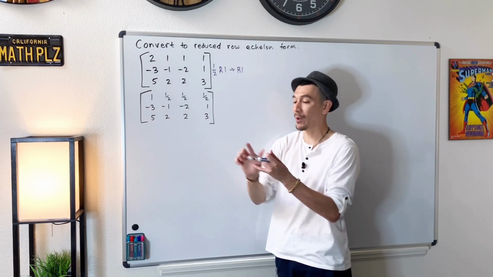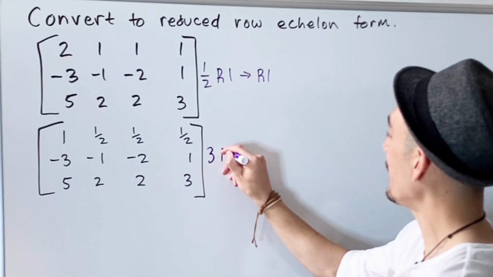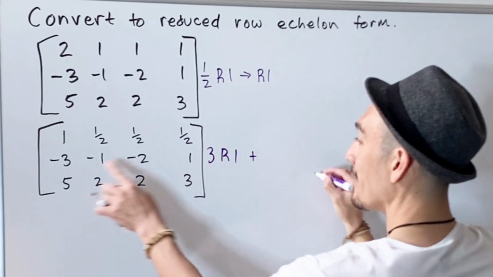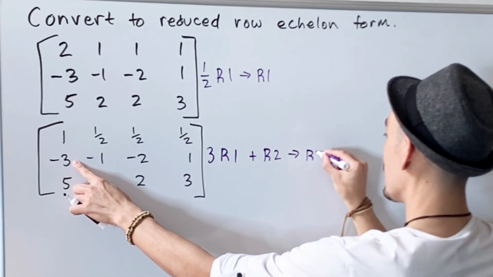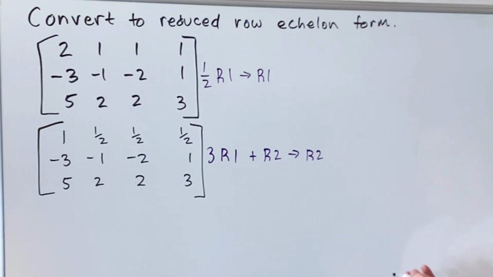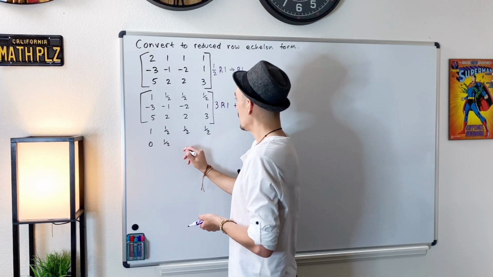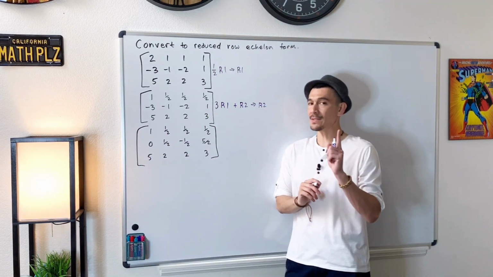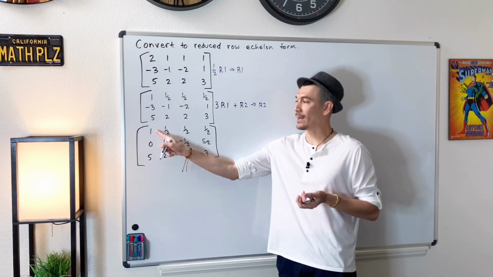So to do that, I'm going to multiply row 1 by 3. I'm going to add that to row 2, and that'll give me the new row 2. So let's see what that does. So I hope you're using a calculator because the fractions will be many. So I have 1, 0.